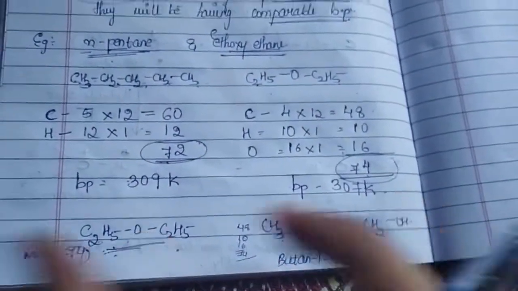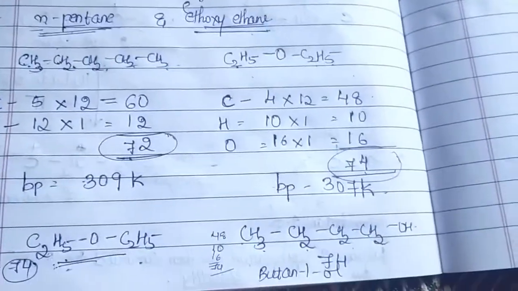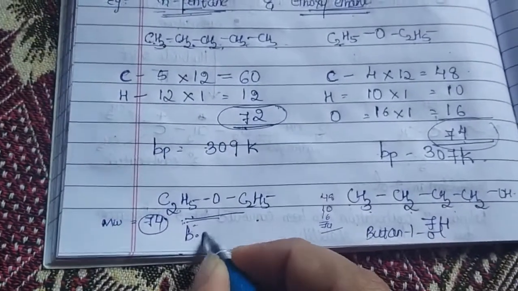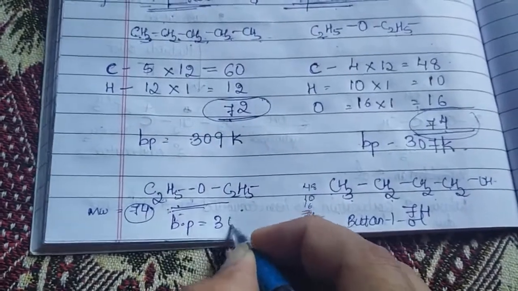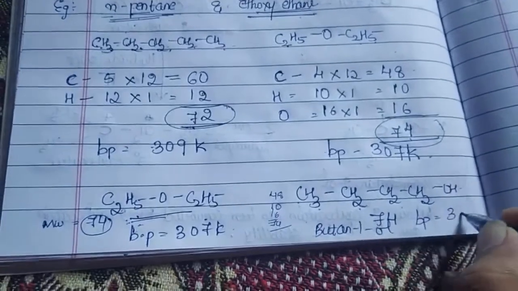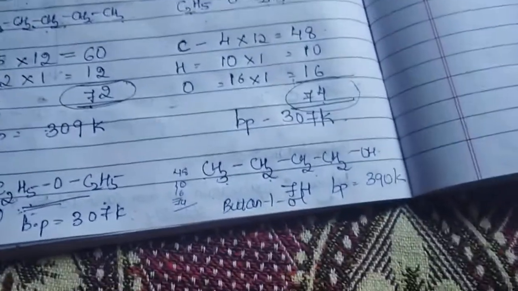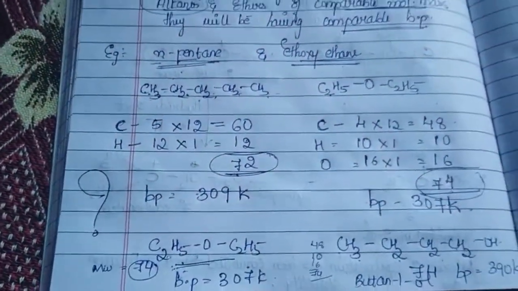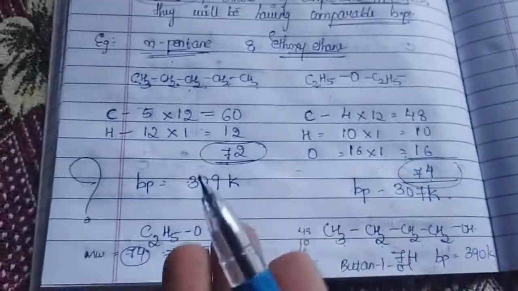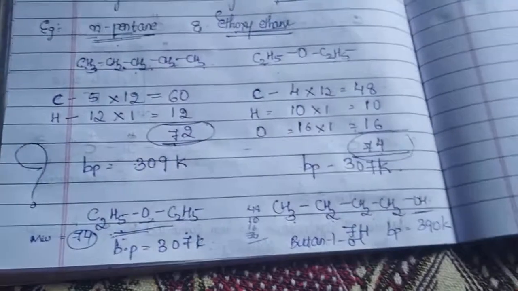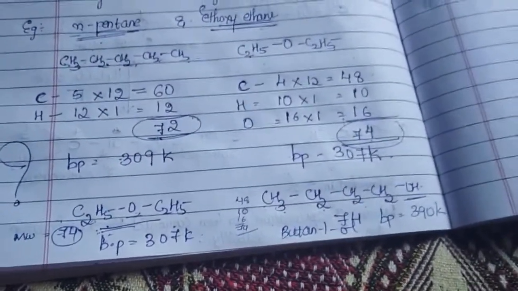When I considered these two as an example, it was surprising for the scientists. Ethoxyethane has a boiling point of 307 Kelvin, but butan-1-ol has a boiling point of nearly 390 Kelvin. Now a big question mark existed in our minds: what was the reason for this? Both have the same molecular mass. The only difference is that one has ether as a functional group, and the other has hydroxyl, OH, as a functional group.